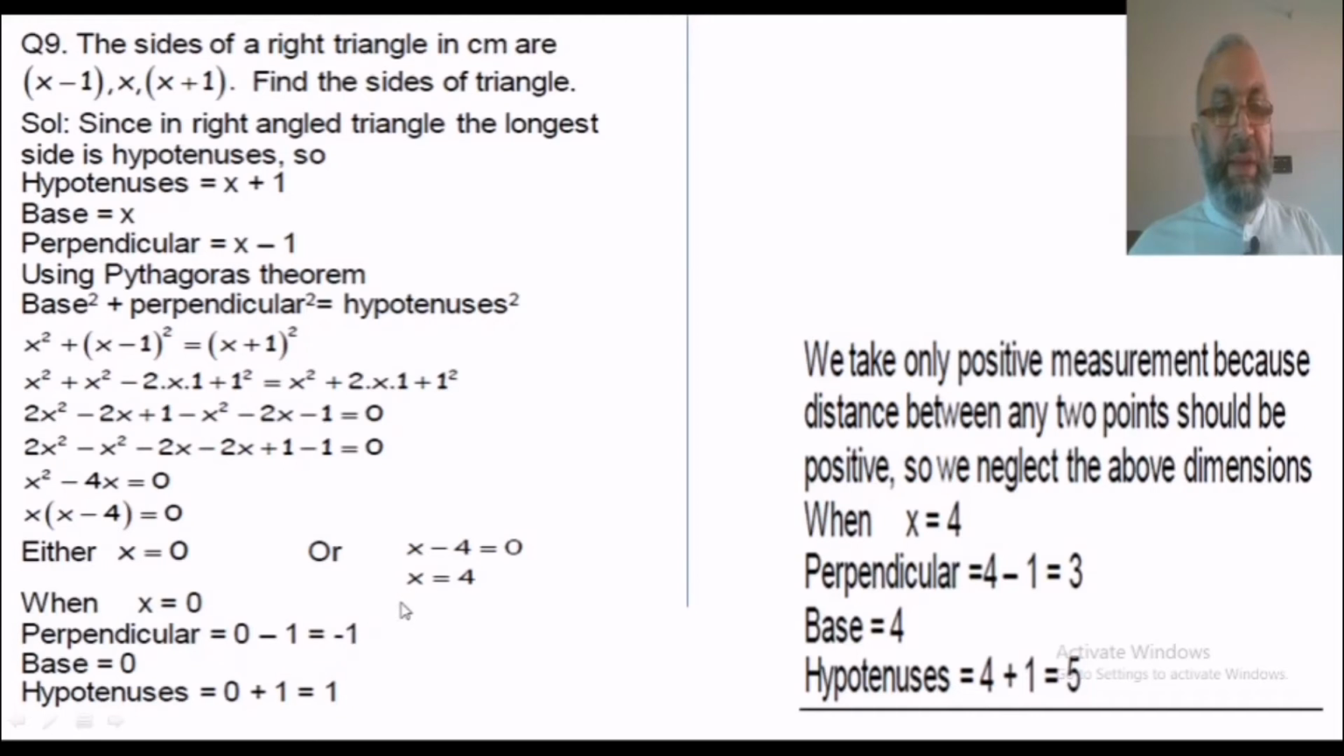Ignoring this result, take x is equal to 4. So by taking x equal to 4, perpendicular becomes 4 minus 1, 3, and base is equal to x, 4, hypotenuse becomes x plus 1, 4 plus 1, 5. Thus we get the three sides of the triangle, 3, 4, 5. And we can verify them by Pythagoras theorem. Using this result, 4 square plus 3 square is equal to 5 square. We get the same result.